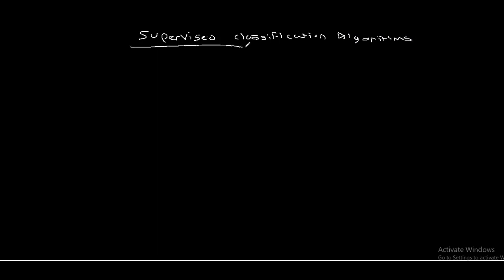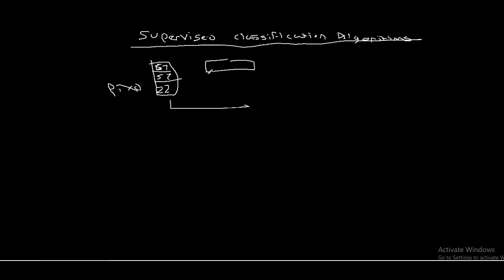Right, and so if you remember back to the first video in this module, we said that we extract the pixel values, and we have some like 67, 57, 22, right? So these are the pixel values. And we were then comparing these to the classes, class 1, class 2, and class 3, right?